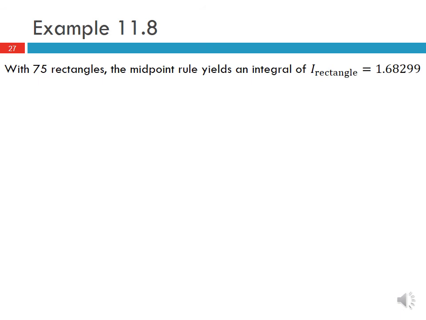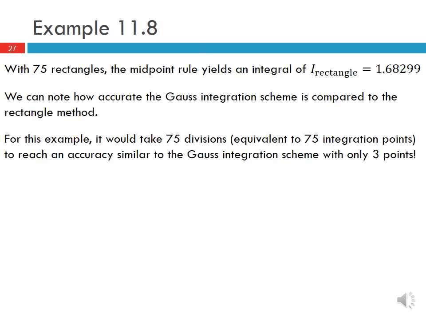So with 75 rectangles, the midpoint rule yields an integral of 1.68299. And so we can note how accurate Gauss integration is compared to the rectangle method. It would take 75 divisions, or 75 integration points, to reach an accuracy similar to the Gauss integration scheme with only 3 points. So the Gauss integration scheme is incredibly efficient and accurate compared to something like the midpoint rule.